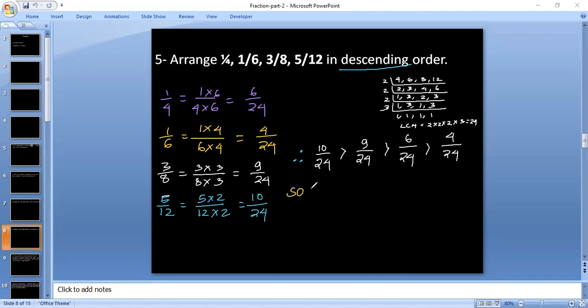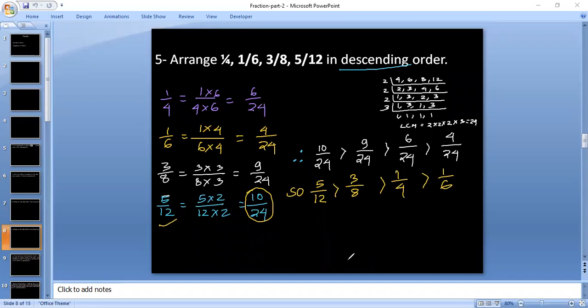The equivalent of 10 by 24 is 5 by 12. So you should write 5 by 12 is greater than 9 by 24, the equivalent of 3 by 8. So 3 by 8 is greater than 6 by 24, the equivalent fraction of 1 by 4, is greater than 4 by 24. That means the equivalent fraction of 1 by 6. Now all the fractions are arranged in descending order.